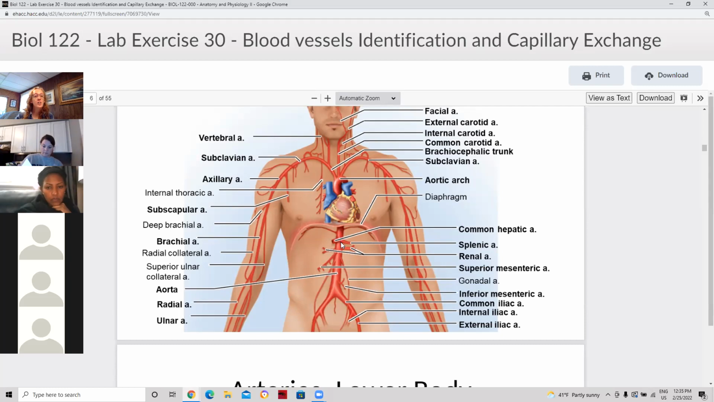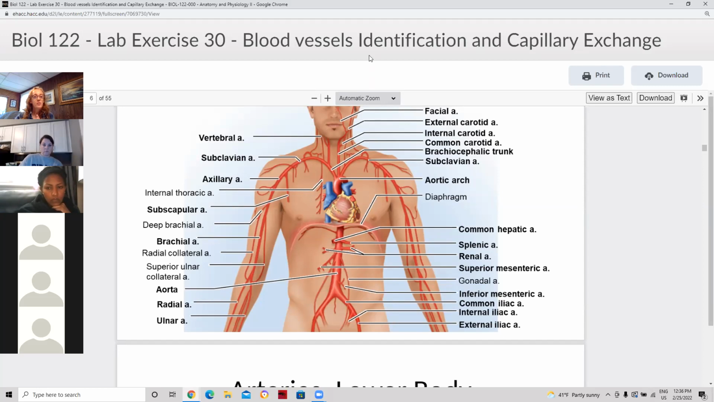Right here, and it's not labeled here, but there are three main unpaired branches coming off the abdominal aorta. There's the common hepatic, the splenic artery, splenic meaning it's going to go towards the spleen, and the left gastric artery. They're coming off what's called the celiac trunk right here. It's not labeled here, but it'll be labeled later.